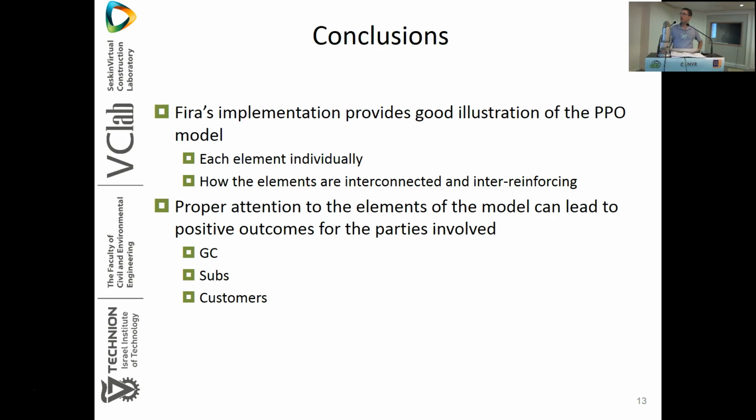And therefore, we have the hypothesis again that by addressing each of the elements, by paying attention to them, by developing solutions that deal with them, leads to positive outcomes, win-win solutions for everyone involved. The general contractor increases their market share and their profit. Subcontractors don't have to worry about underutilization, which is a prime concern for them, and also increase their profit. And the customers have to move out for less time and get a higher quality product. So that is it.